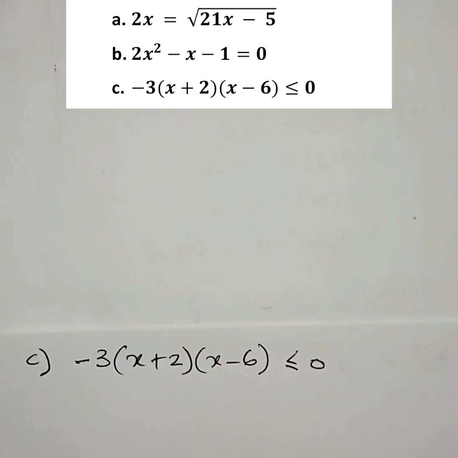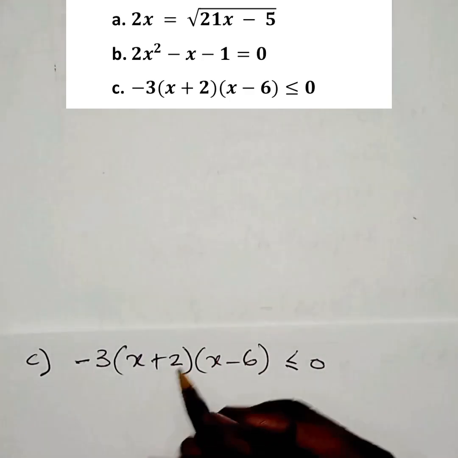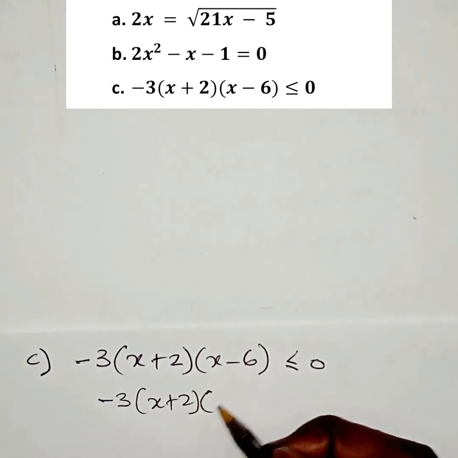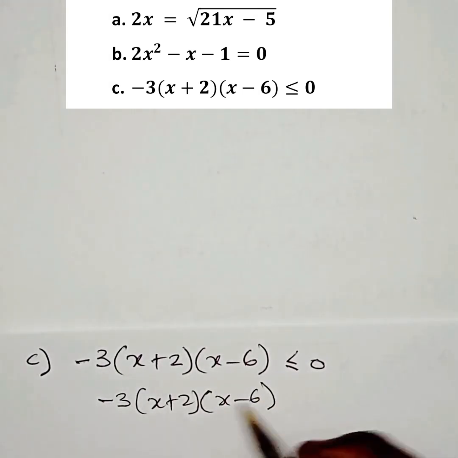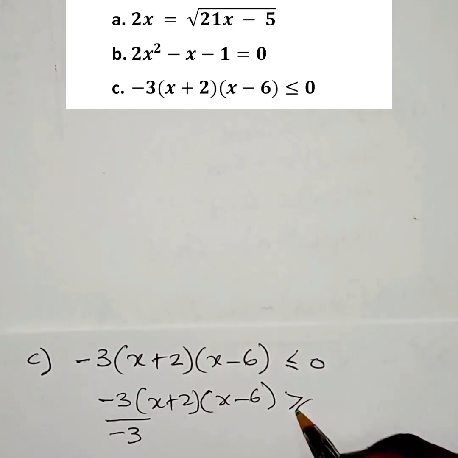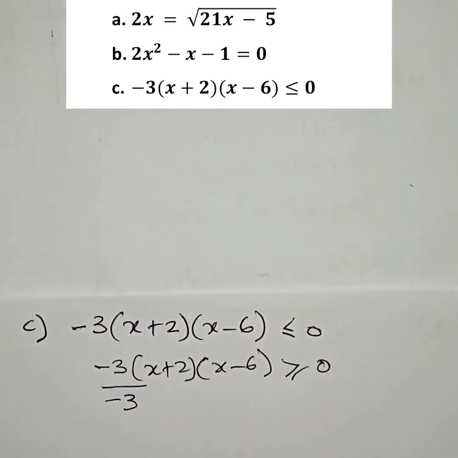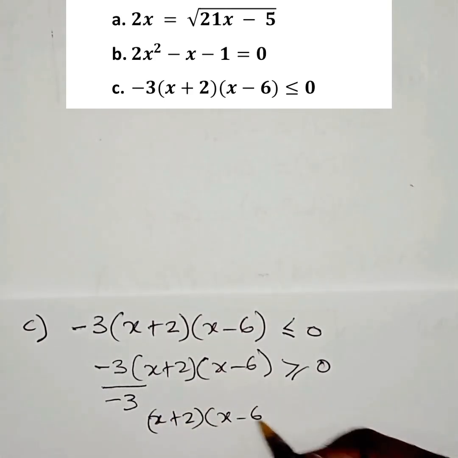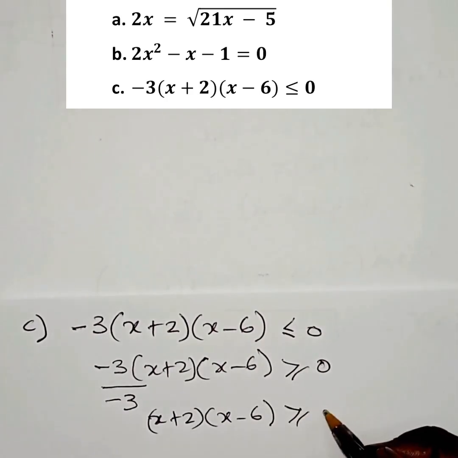In the third part of this question, we need to solve this inequality. Now, let's begin by dividing minus 3 on both sides of the equation. So we are going to say minus 3, x plus 2, x minus 6. The moment we divide by minus 3, this sign changes direction. So that's greater than 0. So we are going to have x plus 2, x minus 6 is greater or equal to 0.